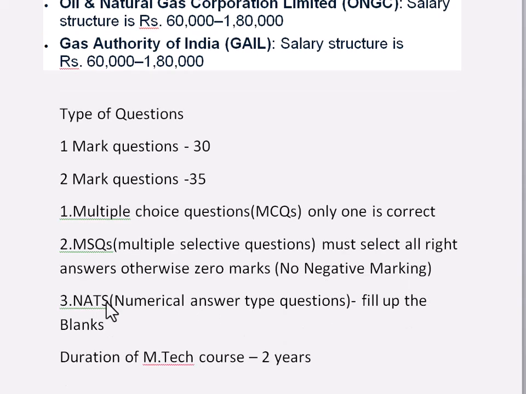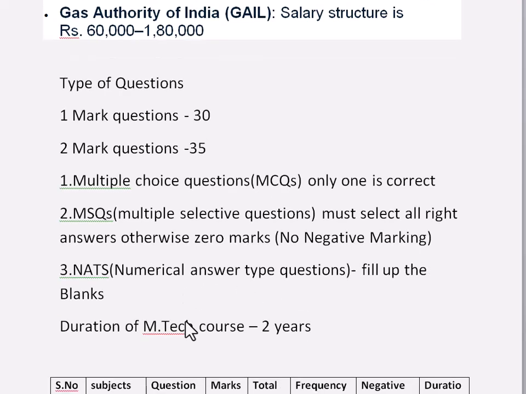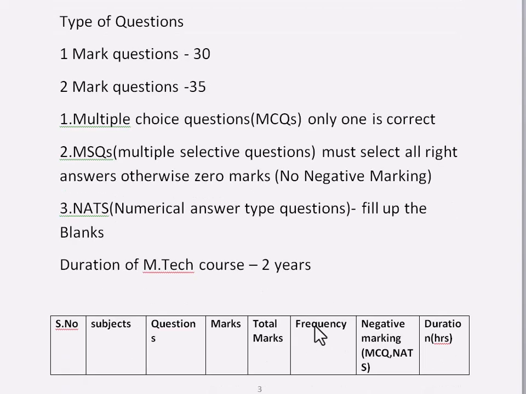The other type of questions are NATs, that is numerical answer type questions. This is like fill up the blanks type answers. For this also there is negative marking, that is for MCQs and NATs. Negative marking is there, that is 1/3 of the allotted marks for that question. And the duration for M.tech course is 2 years.